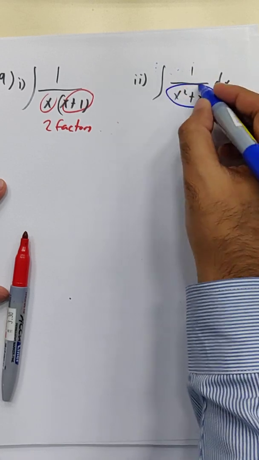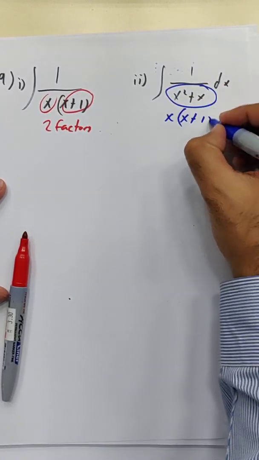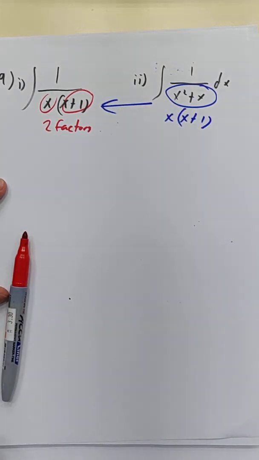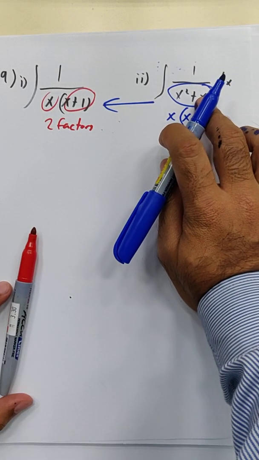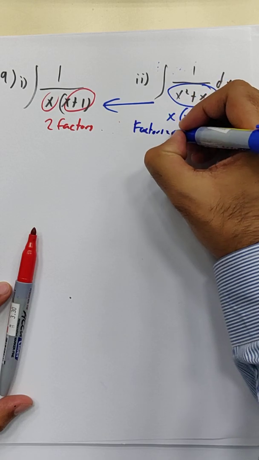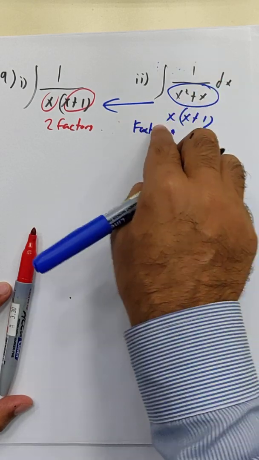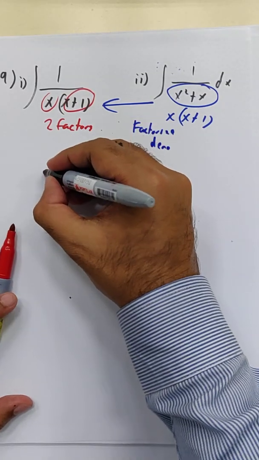This one here, you can factorize, so what will you get? X plus 1. So basically, the same thing. So if you see the denominator, check whether you can factorize the denominator. You factorize the denominator, and then you see yourself got 2 factors. So it ultimately means it's a partial fraction.